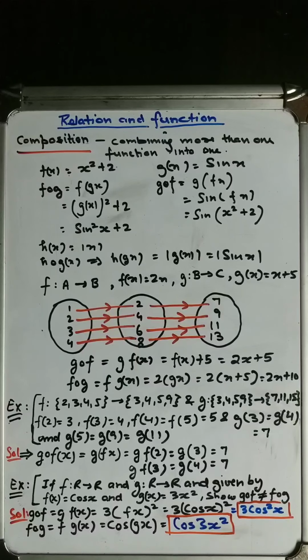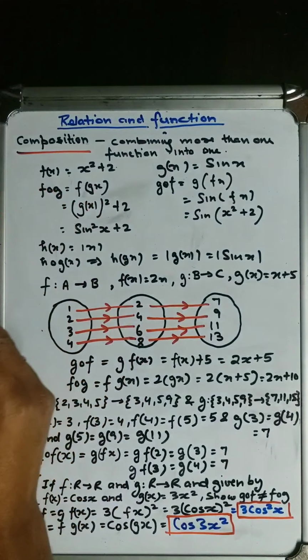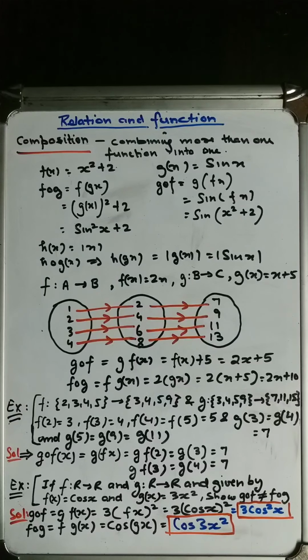In practical language, composition of function means combining more than one function into one. Suppose two functions f(x) and g(x) are given, and we are combining the two functions to get another final result. Then that combining of functions is called composition of functions.